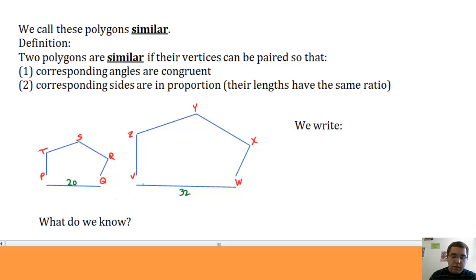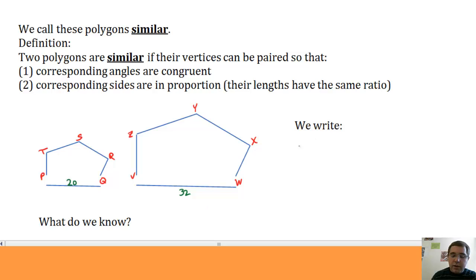So these two polygons we had above, which I've redrawn here, they are similar if we know that all the angles are congruent. So if we know that angle P is congruent to angle V, and angle T is congruent to angle Z, and angle S is congruent to angle Y, and angle R is congruent to angle X, angle Q is congruent to angle W, and we know that all pairs of corresponding sides have the same ratio.